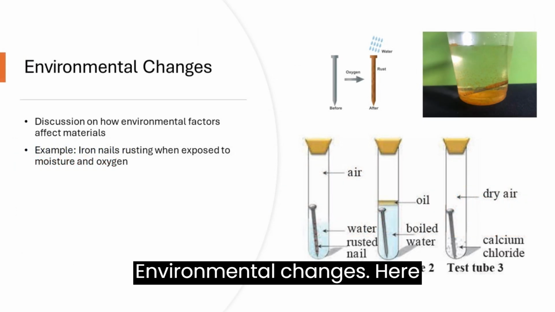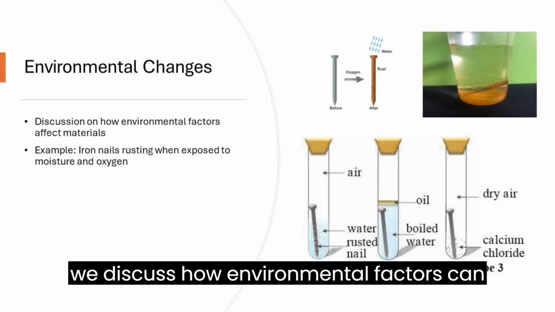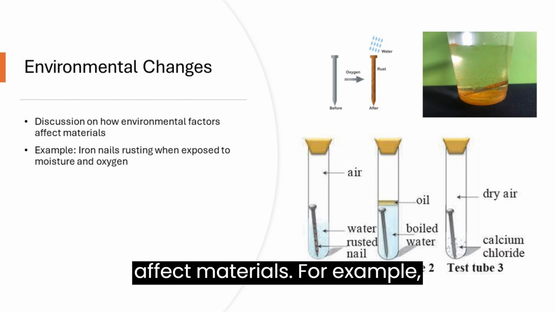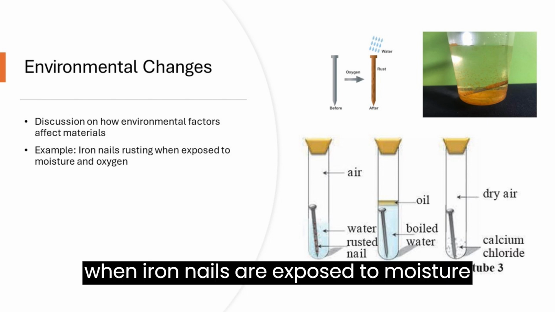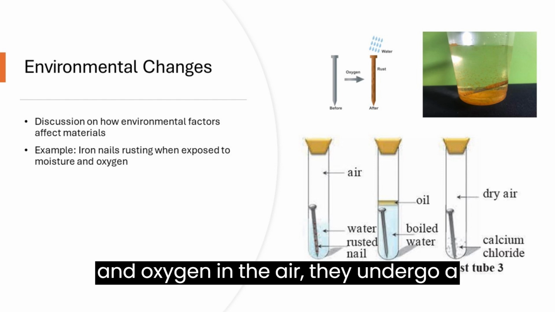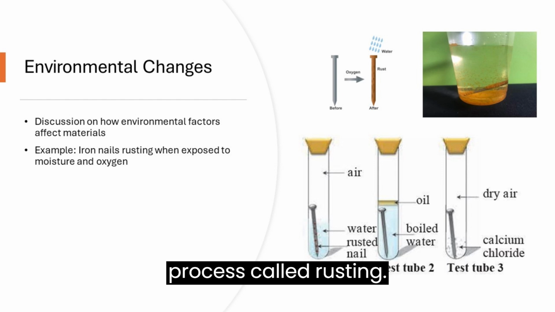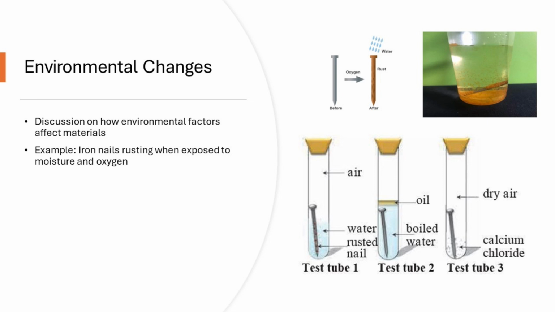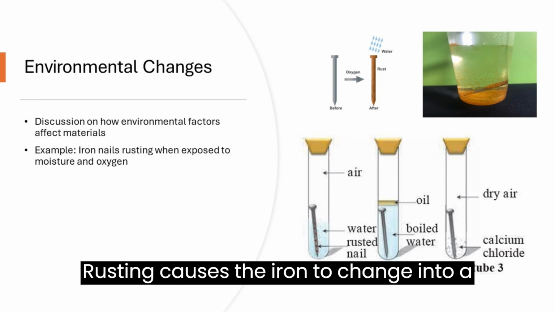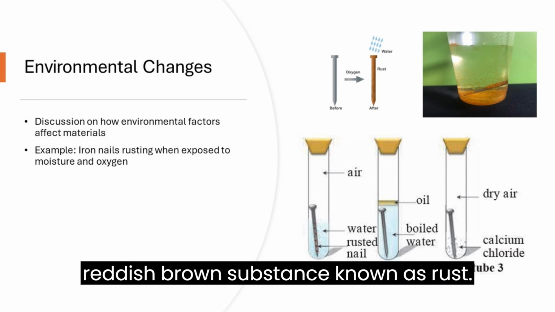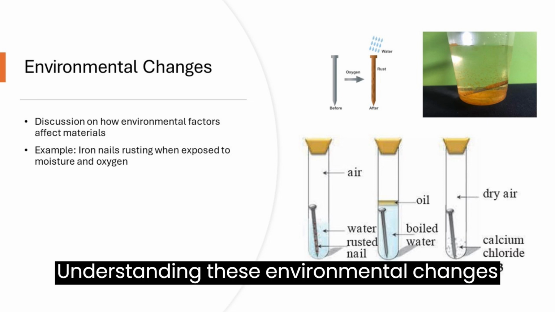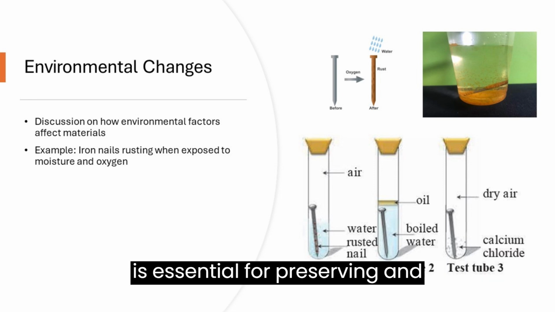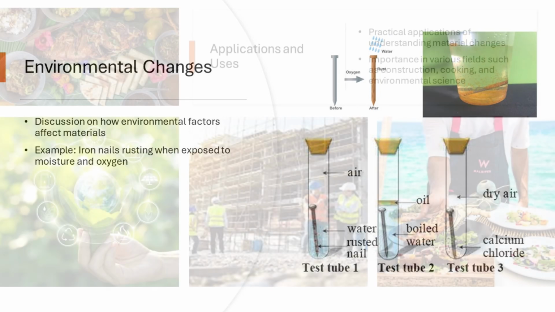Environmental changes. Here, we discuss how environmental factors can affect materials. For example, when iron nails are exposed to moisture and oxygen in the air, they undergo a process called rusting. Rusting causes the iron to change into a reddish-brown substance known as rust. Understanding these environmental changes is essential for preserving and protecting materials in various situations.